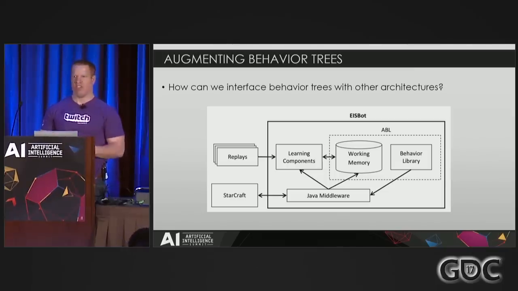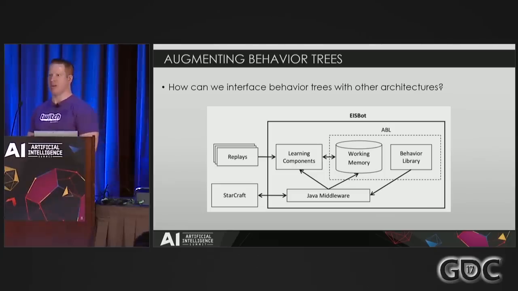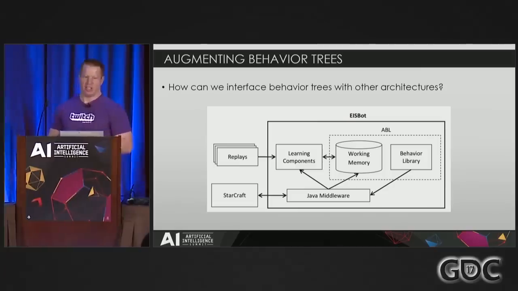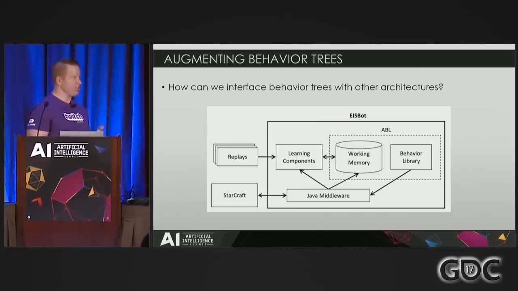So the most direct way of interfacing with external systems is reading and writing to the blackboard. So if you just open that up to other components to read and write to, you can do things like the particle system I used, where it tracks where it thinks enemy units are. And then the agent can use those estimated locations to determine where to attack. Basically, writing to the blackboard was the most direct way of extending the system.